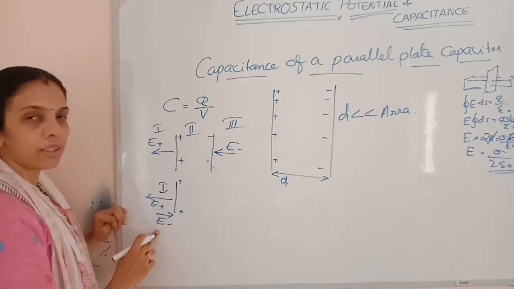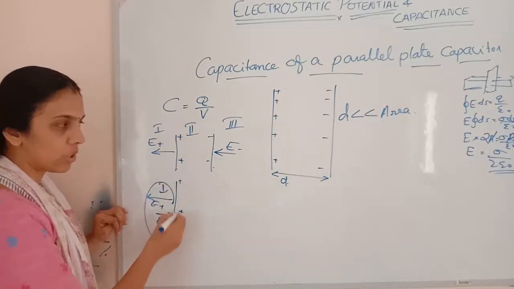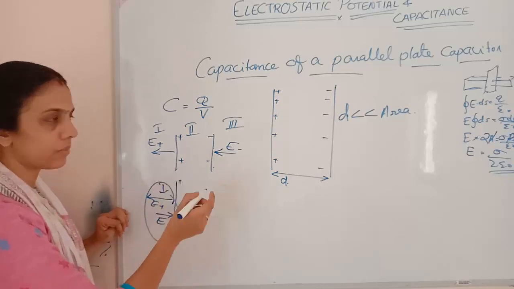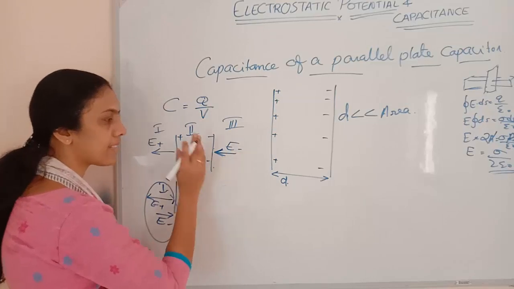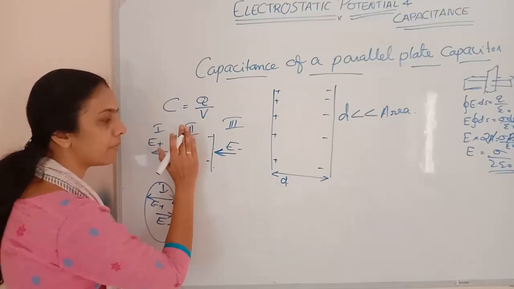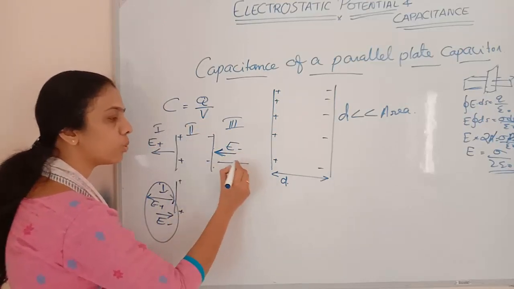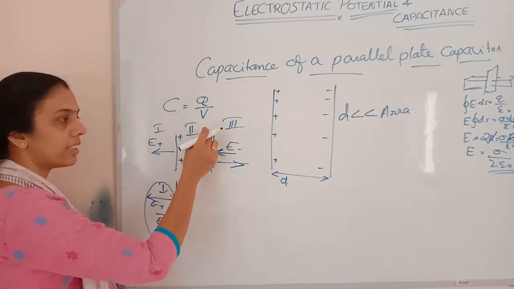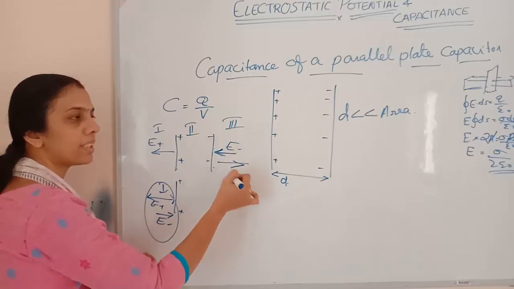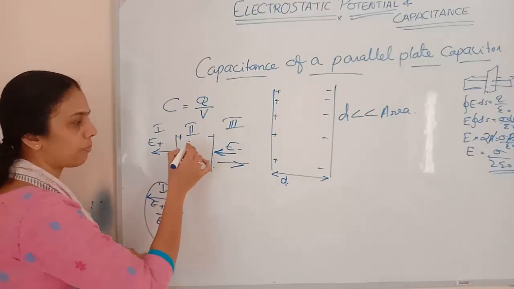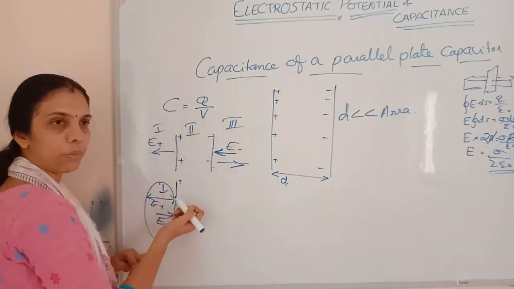So what will happen? This will become equal to 0 in region 1. In region 3, you see here E minus is acting in this direction. For this plate, E plus, in which direction will it be acting? Outward direction. Here it is always outward, so it is acting outward. So what will be the net electric field over here? 0. Only in region 2 will it exist.